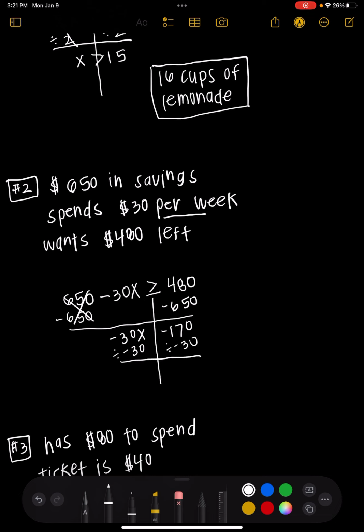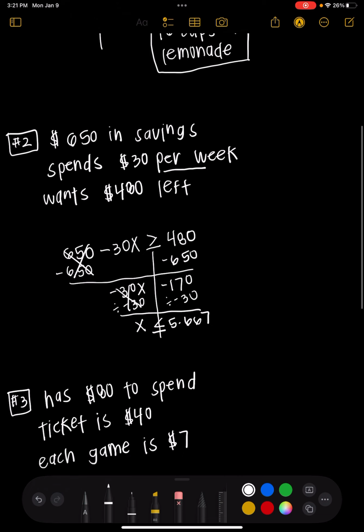The 30s cancel out over here, and we're left with 5.667 on this side and x over here. Now remember, when we divide by a negative number, which we just did, we have to flip the inequality, so it has to be less than or equal to instead of greater than or equal to.